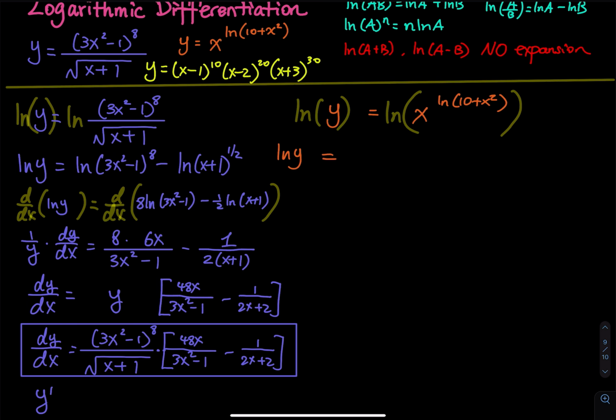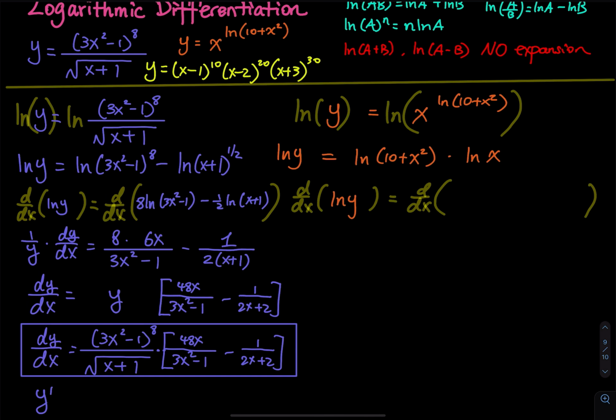So you bring the power down, that equals ln(10 + x²) times ln x. Now we are ready to differentiate both sides with respect to x. So that is d/dx of the left-hand side and d/dx of the right-hand side. That means differentiate both sides with respect to x. So this is ln y, and this is ln(10 + x²) times ln x.